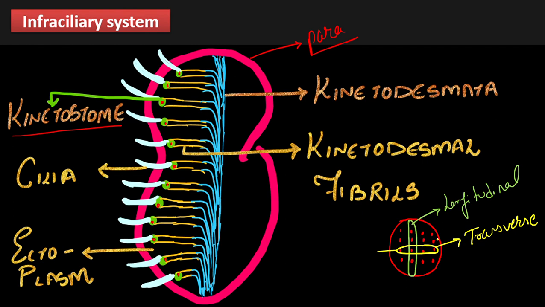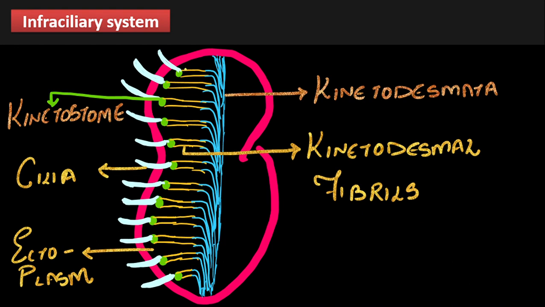Of any organism, if you cut it vertically we call it longitudinal. If you cut it horizontally we call it transverse, right? So here you can see, class, is it longitudinal or transverse? It is longitudinal. It is not transverse. So I can see kinetosomes are arranged longitudinally, and kinetosomes are the basal granules.